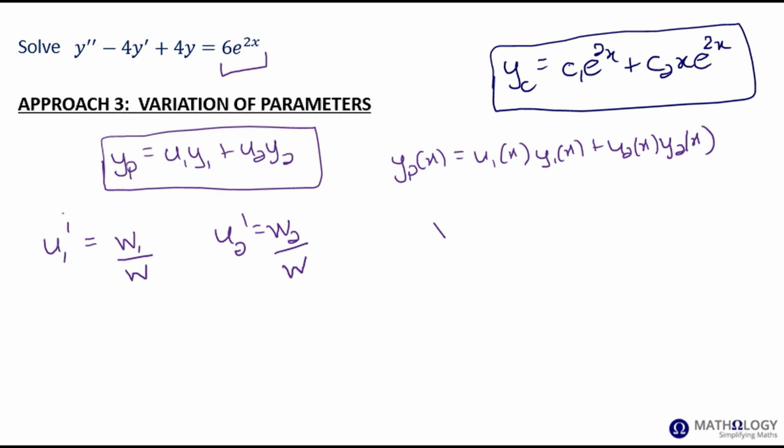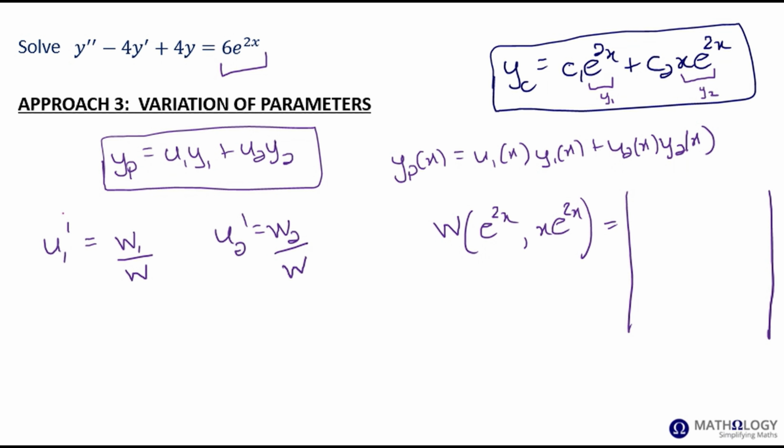Now the Wronskian is determined from the complementary solution. So e to the 2x is the first solution, y1, and x e to the 2x is the second solution, y2. So we're going to take the Wronskian of e to the 2x, x e to the 2x, and that equals the determinant of the first row, e to the 2x, x e to the 2x, and then the second row will be the derivative of these functions in the first row.